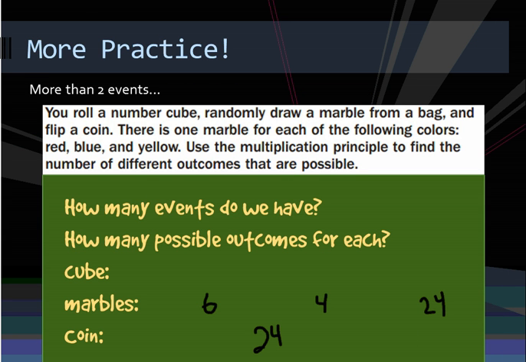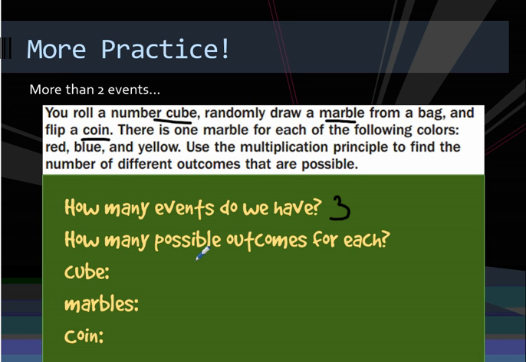Okay, so ladies and gentlemen, more practice. More than 2 events. What are we going to do? So if we are going to roll a cube, we're going to draw the marble from the bag, and we're going to flip the coin. We can use the multiplication principle to find out the number of outcomes possible. How many events do we in fact have? So we have 3 events, right? We have the number cube, we've got the marble, and we're going to flip a coin.